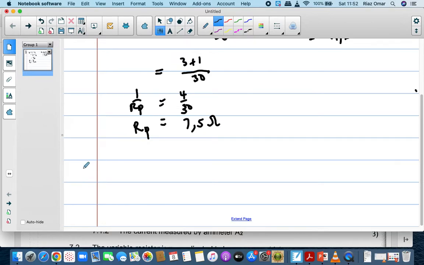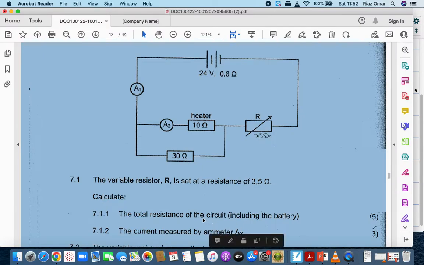7.2. So we need to work out the voltage in parallel. So we can say Vp is equal to I times Rp. To work out the voltage in parallel, we need the current in parallel. Do we have the current in parallel? No, we don't. We have the total current in series and the voltage in parallel, so we're stuck. We first need to work out the current that's going through the circuit.